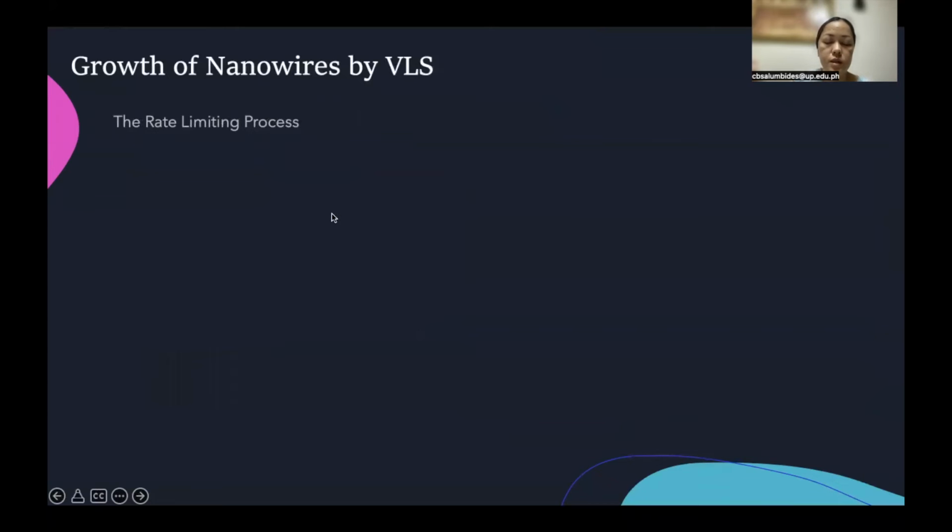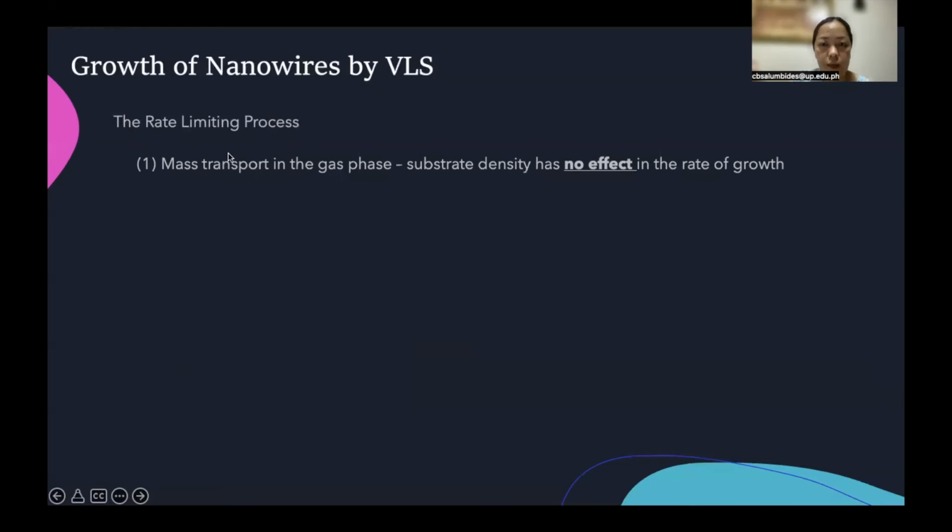So going back to the 4 processes described that happen during growth of nanowires through VLS, we determine from each which process is the rate limiting. So let's go through each process one by one again. So number 1, the mass transport in the gas phase.